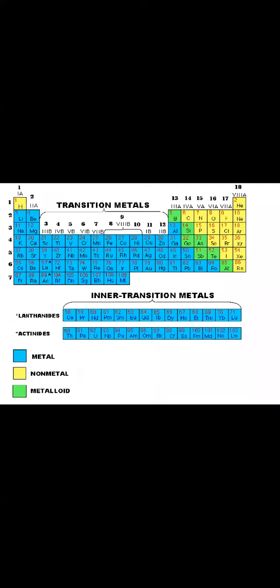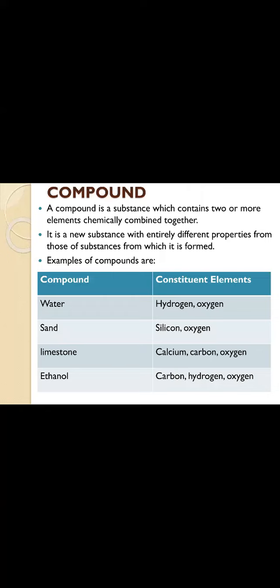So that's why we have a traditional metal chart for PowerPoint, where the blue are for all the metals, the yellow for the non-metals, the green for the metalloids. So this is just for you to be able to understand and know those elements that are metals, metalloids, and non-metals. Now this brings us to a compound.